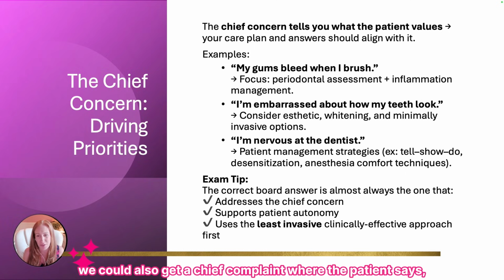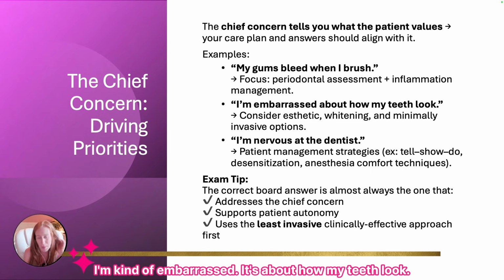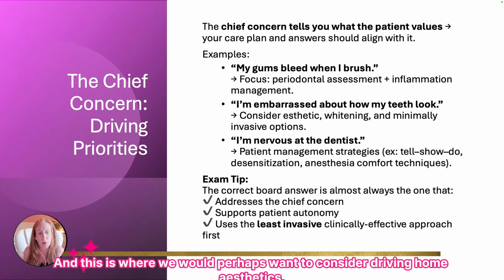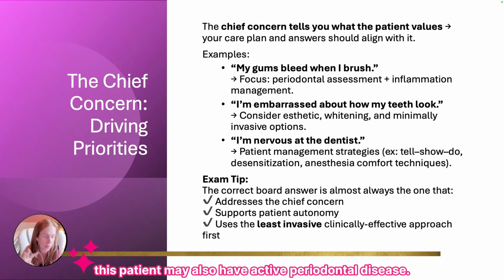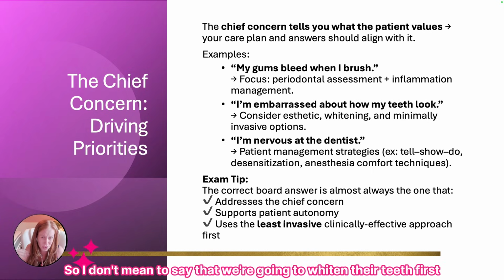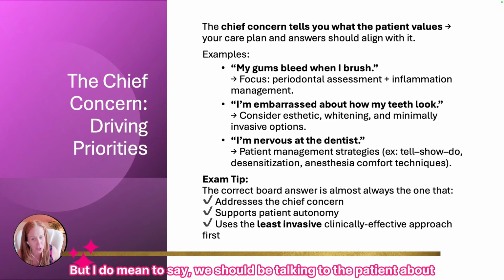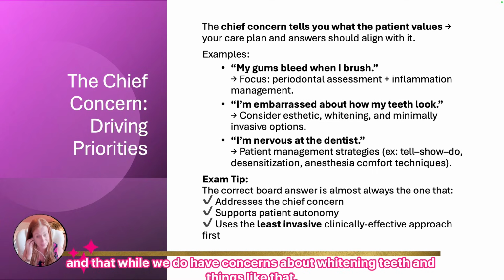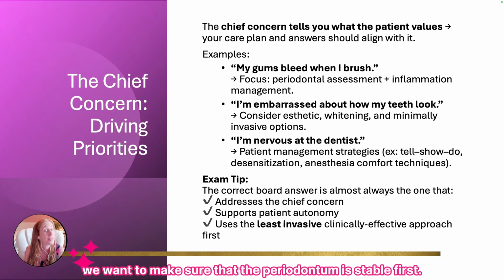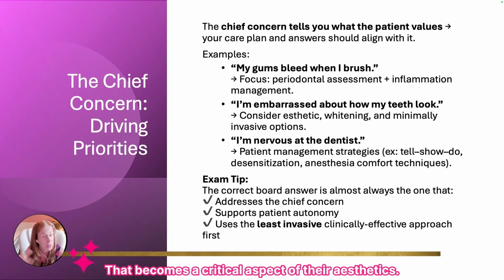Conversely, we could also get a chief complaint where the patient says, "I'm kind of embarrassed about how my teeth look." And this is where we would perhaps want to consider driving home aesthetics, whitening. And I will say, this patient may also have active periodontal disease. So I don't mean to say that we're going to whiten their teeth first and let that periodontal disease linger. But I do mean to say we should be talking to the patient about how treating the periodontal disease is an important aspect of aesthetics. And that while we do have concerns about whitening teeth and things like that, we want to make sure that the periodontium is stable first. That becomes a critical aspect of their aesthetics.